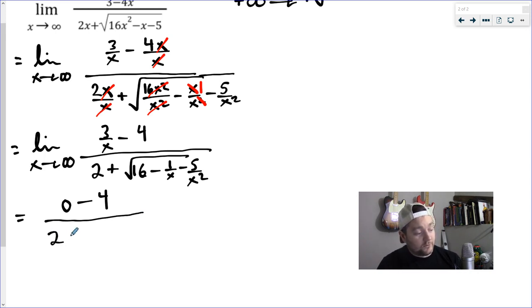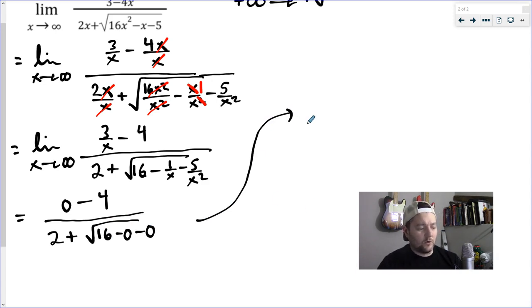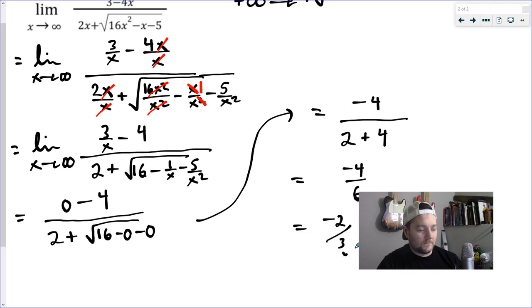So then 2 plus, and on the bottom here, I got 16 minus 0 minus 0. My students always get upset when I do that, but I like to emphasize that I know what I'm doing. So then I'll tighten this up a little bit. I got negative 4, and then it's 2. So the root itself, plus infinity, plus root, so that's not going to cause us any problem. The square root of 16 is 4. So I got negative 4 over 6, which is negative 2 over 3.